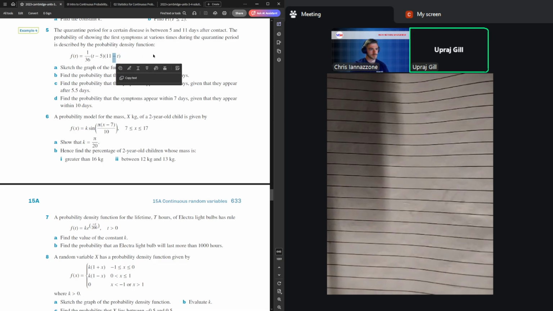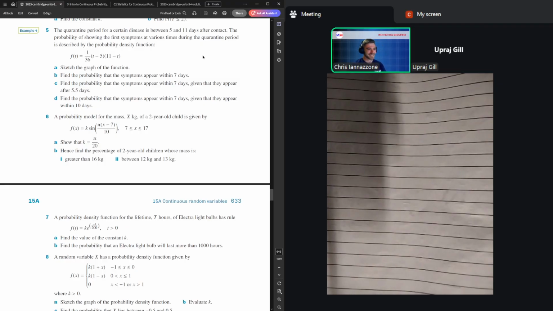Oh, oopsie daisies, spoke too soon. Yeah, negative quadratic, but very wide quadratic. Yeah, fairly wide. It'll cut at 5 and 11. And then because of that dilation factor, it'll make it very close to the x-axis.